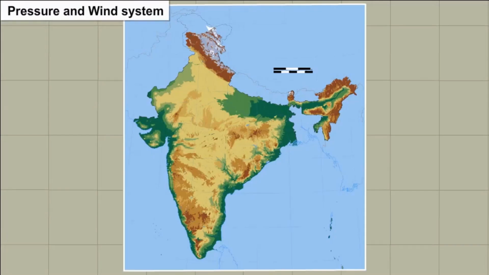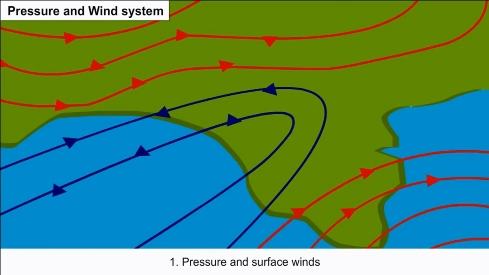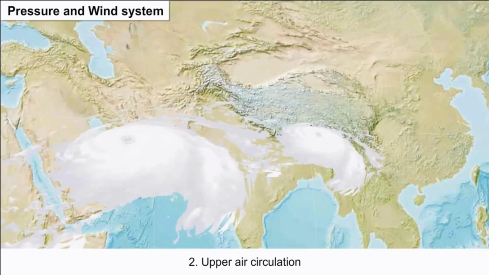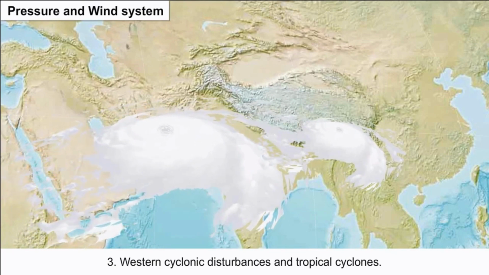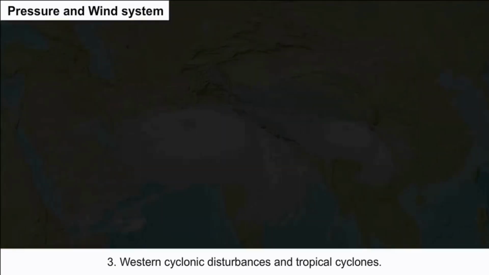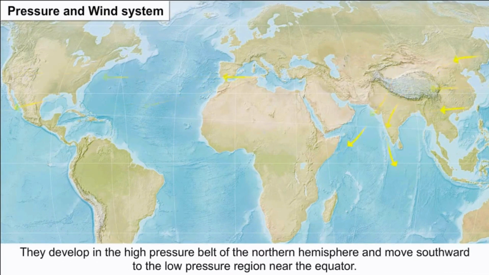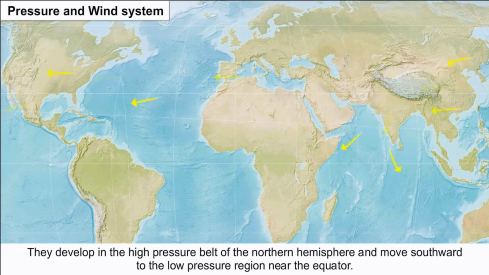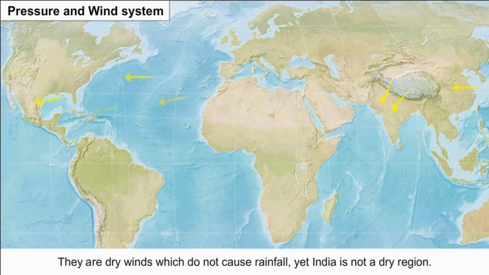Pressure and wind system. Three atmospheric conditions affect the Indian climate: 1. Pressure and surface winds. 2. Upper air circulation. 3. Western cyclonic disturbances and tropical cyclones. India lies in the region of northeasterly winds. They develop in the high-pressure belt of the northern hemisphere and move southward to the low-pressure region near the equator. They are dry winds which do not cause rainfall, yet India is not a dry region.